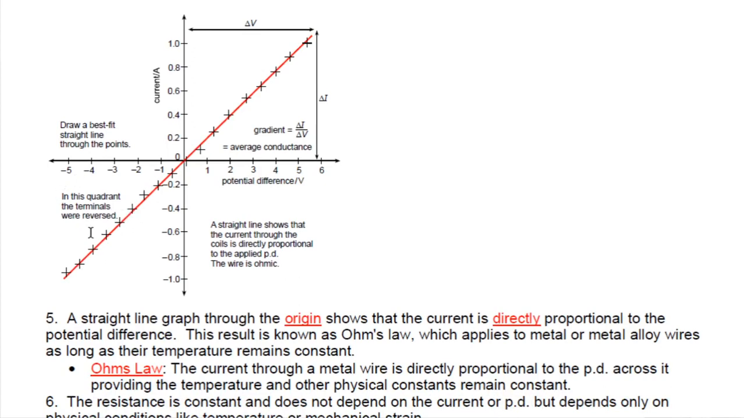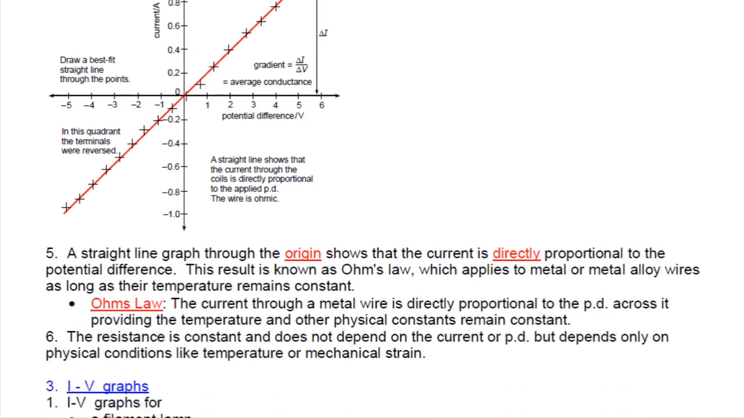So here you have to reverse the terminals of the battery, and you get this graph as well. So this graph tells you that the current is directly proportional to the PD. Remember, there are two conditions for direct proportionality. That is, a straight line graph is obtained, and secondly, it passes through the origin. This is known as Ohm's law, which applies to metal or metal alloy wires as long as their temperature remains constant. So what does Ohm's law state?